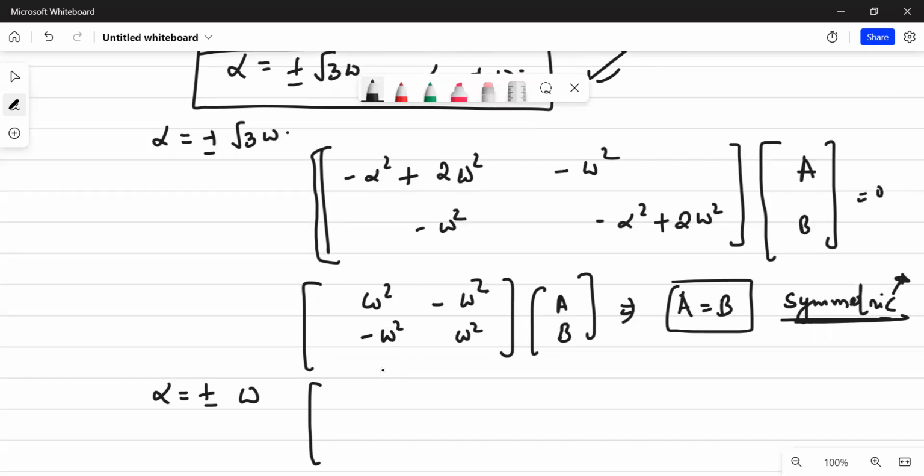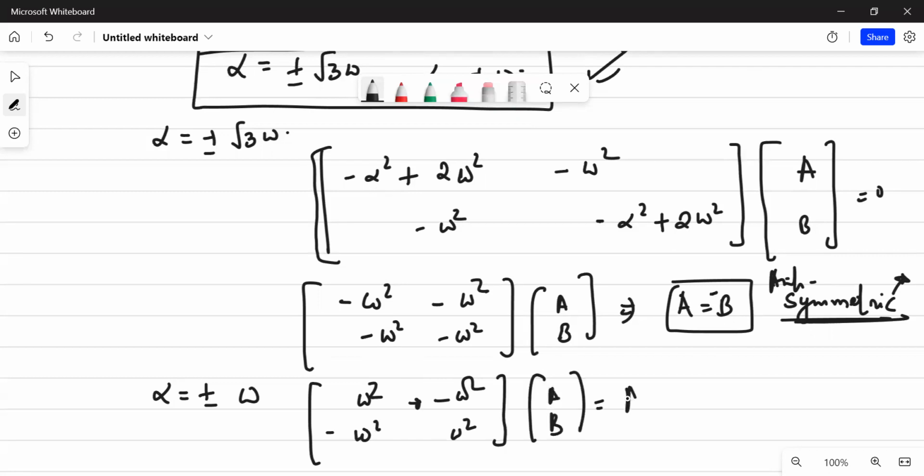Did I make a mistake? Alpha equals to plus minus root 3 omega, this will be minus, this will be A minus B, this will be the anti-symmetric one. And if you put alpha equal to plus minus omega, what will come? It will be omega square minus omega square, and then you will have this minus omega square, and then you will have omega square, and you have A and B here. So from here you will get A equals to B. So this is a kind of symmetric one.